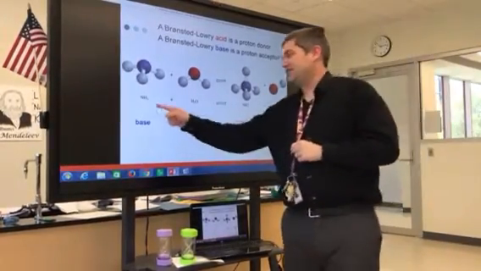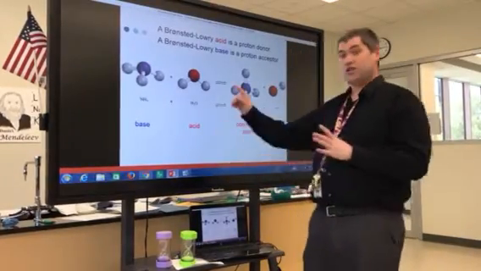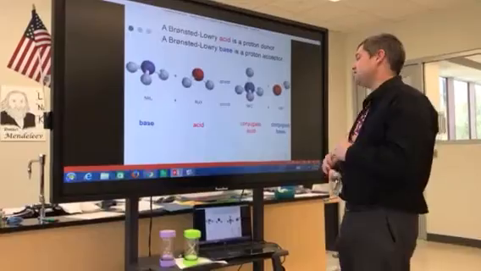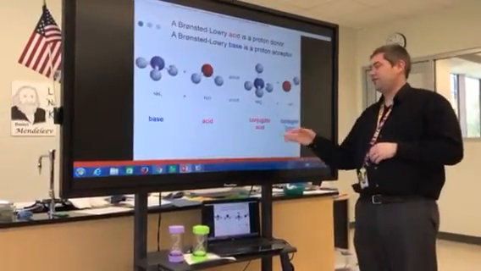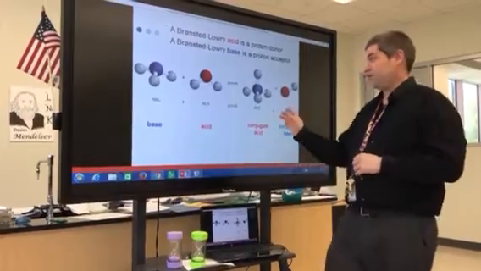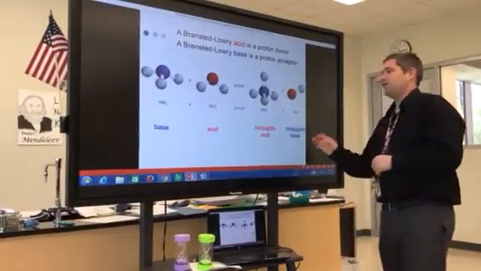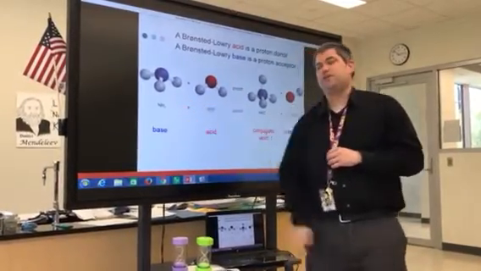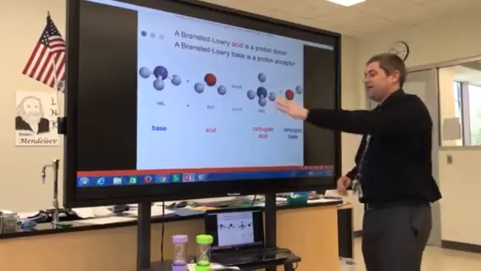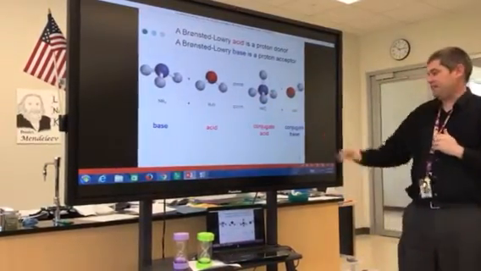We have the base, which is NH3. The acid, which, yes, water can be considered an acid, will produce the conjugate acid by putting a proton on the NH3, and the conjugate base by removing the proton from your acid to your base. And that becomes your acid. And then when you remove that proton, that becomes your base.